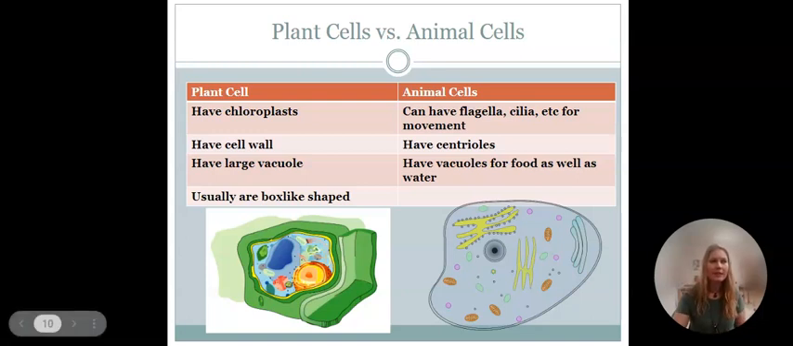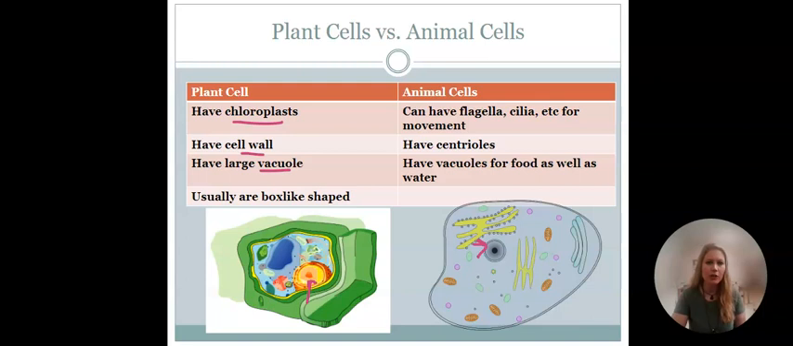So comparing and contrasting a plant cell and an animal cell, again, they are both eukaryotic cells because they have a nucleus. So we can see the nucleus right here and right here. Now, plant cells are going to have a chloroplast, a cell wall, and a large central vacuole. And typically, plant cells are going to be drawn in a box, square, or rectangular shape. Animal cells are typically going to be drawn with a circular shape.